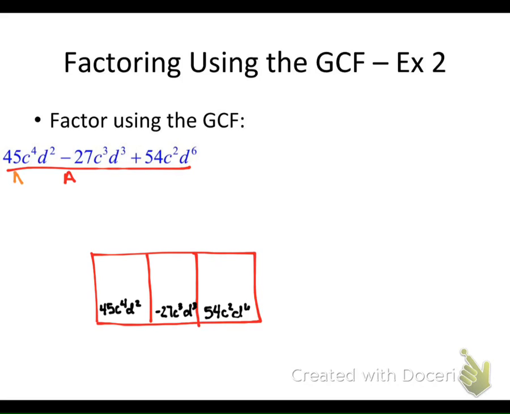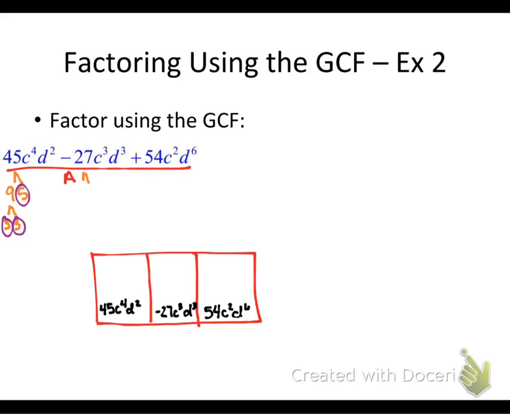Okay, so two numbers that multiply together to get 45 are? Very good. 9 and 5. Two numbers that multiply to get 9? 3 and 3. Go ahead and circle those. Those are all prime.